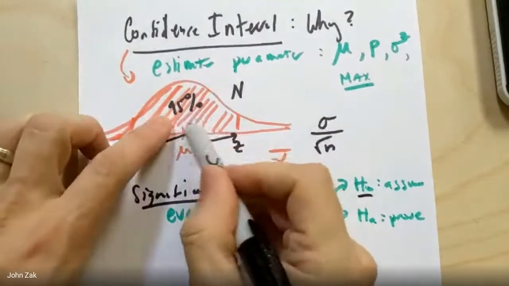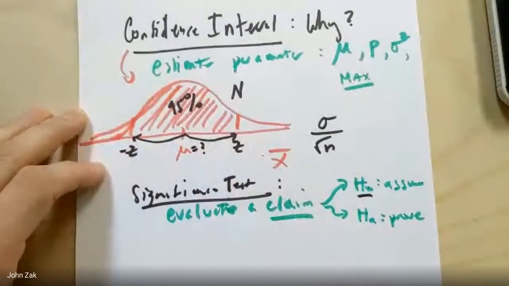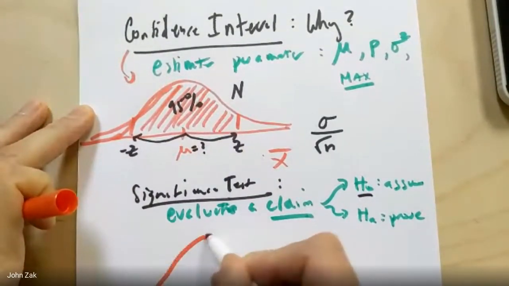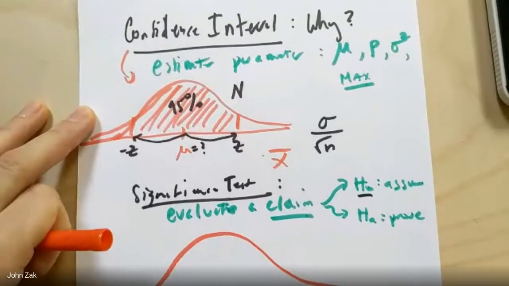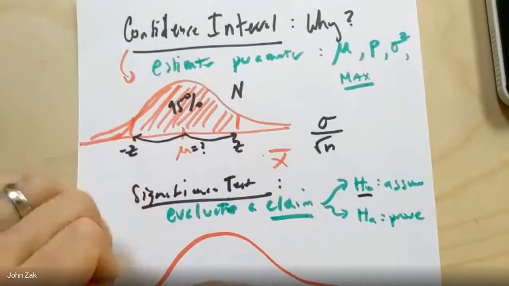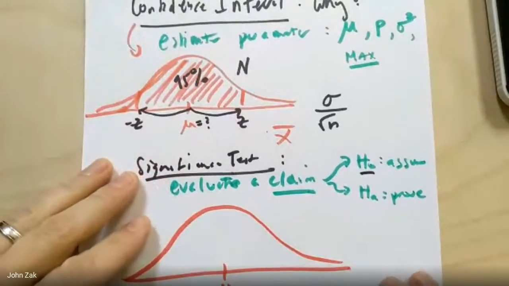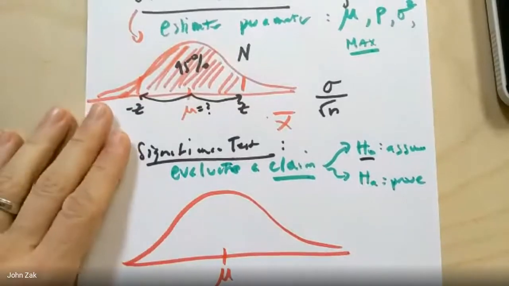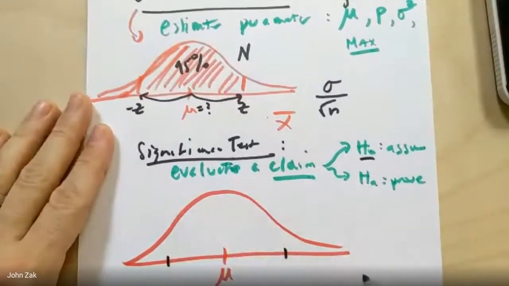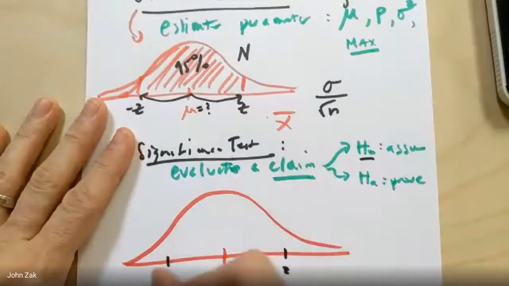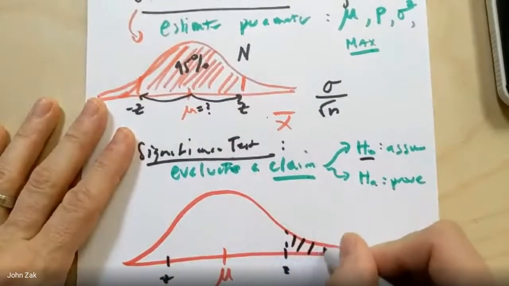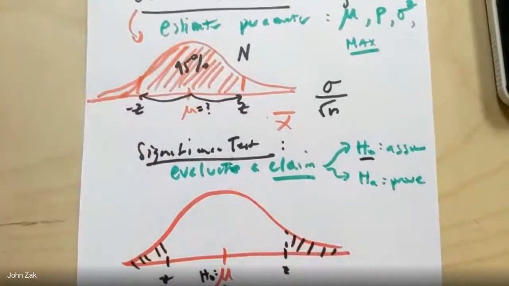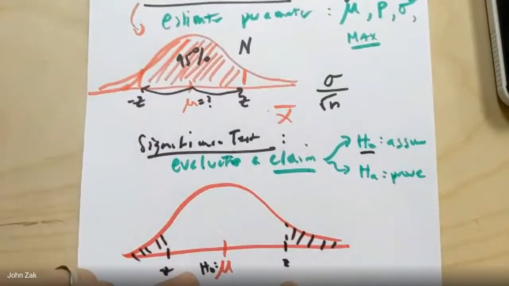Instead of focusing on the amount in the middle, we'd be focusing on the amount on the edges, right? And so say we had a two-tailed test. We have some claim about what mu is. And if we have set a particular level of significance, then anytime we get a sample statistic that's really far away from our null hypothesis, we'll call it significant.